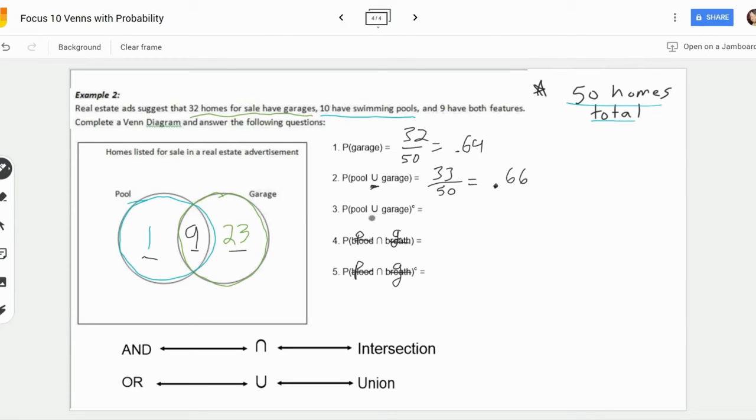Then this problem looks the same. We still have an "or", but this is actually the complement. That little C up there means a complement. The easiest way to go about that is to find the probability of what it's talking about first, and we just did that one. Then the complement means take the opposite amount. So not pool or garage or both. In that case, it would be 17 out of 50, which is 0.34.